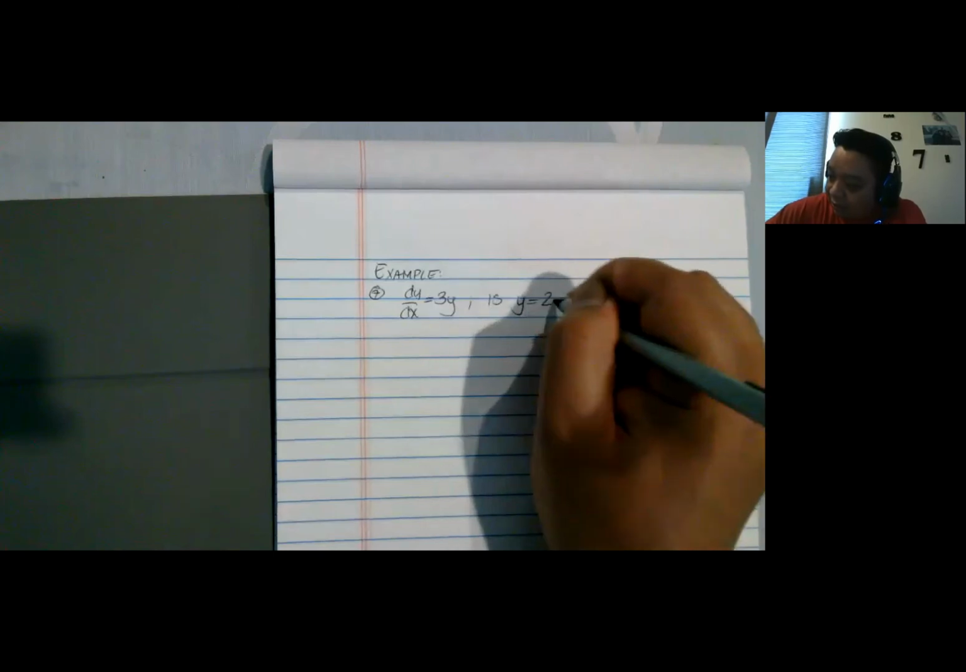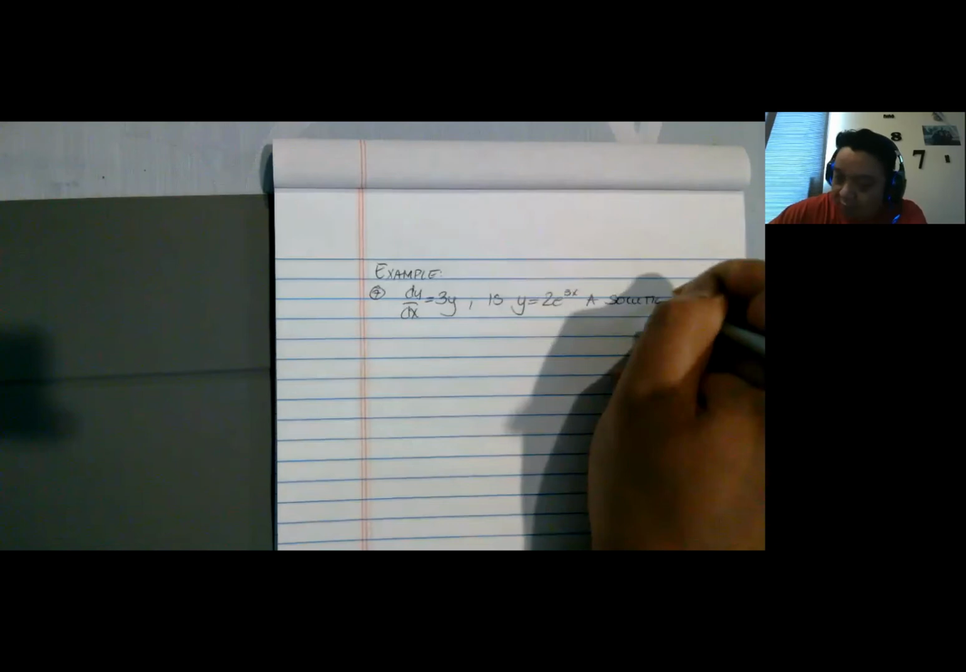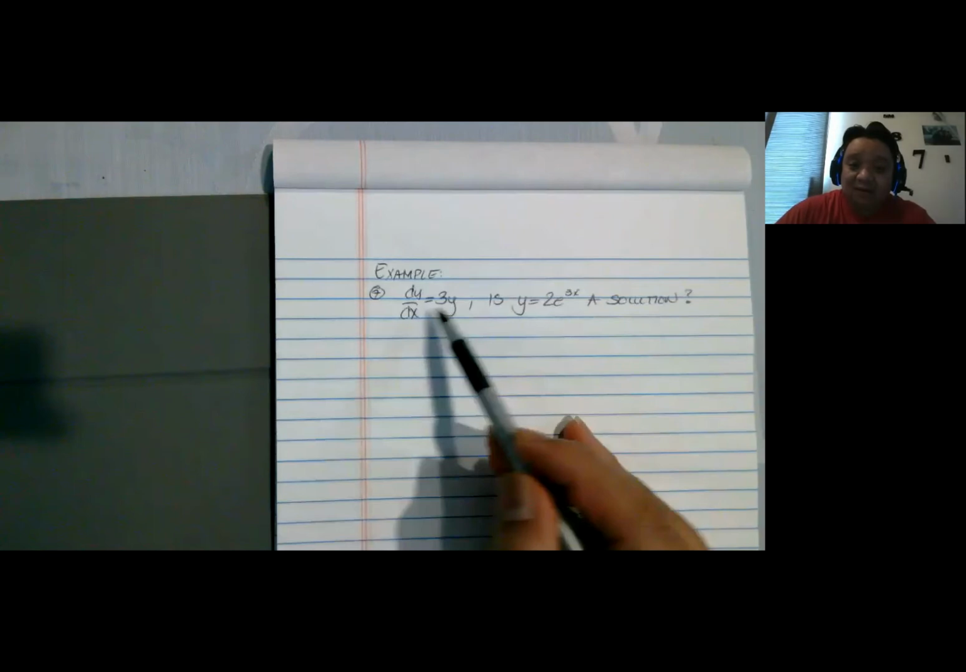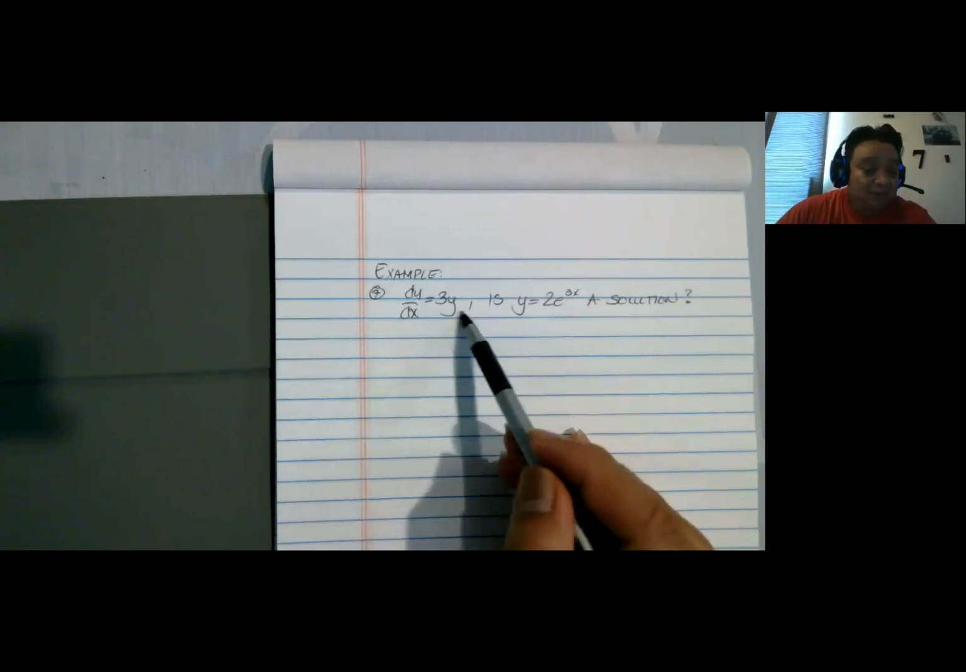So is y equals 2e to the 3x a solution? Oops, question mark. Well, how do you do this? It's the same way you check any solution you've done for any equation you've seen before. The way you do it is you plug it in and see if the equation balances out, meaning the left side equals the right side. So all you have to do is plug it in to both sides of your equation.